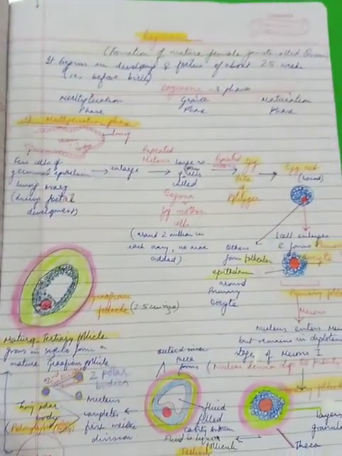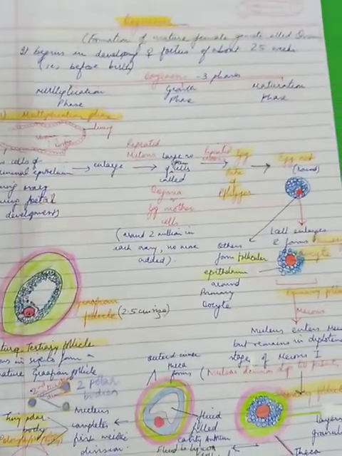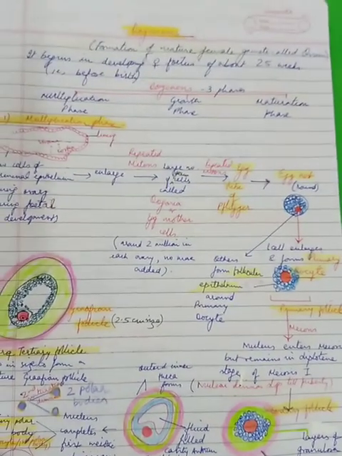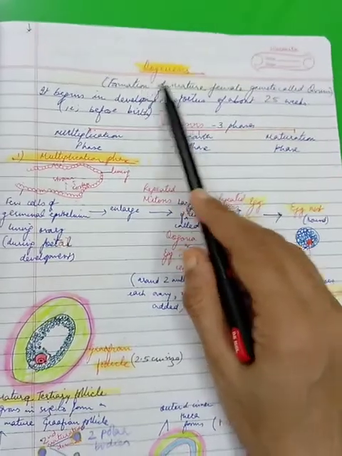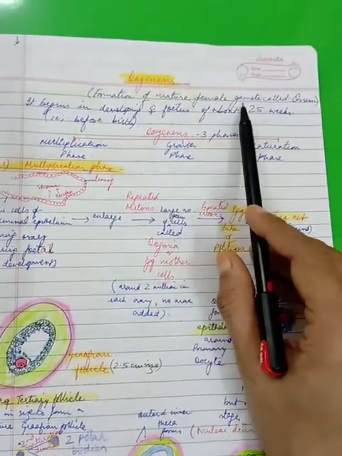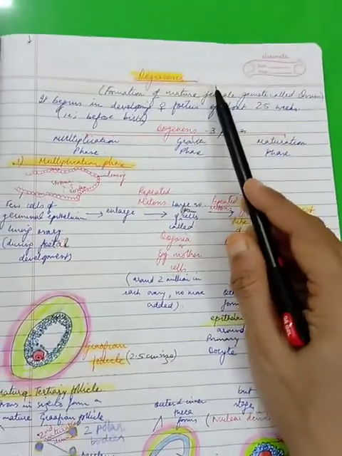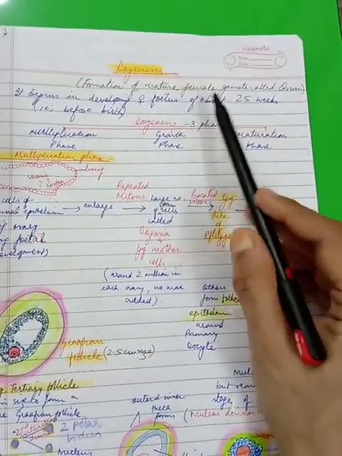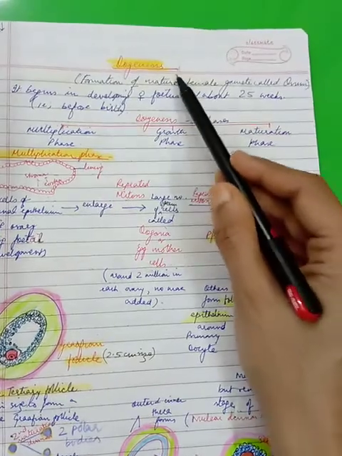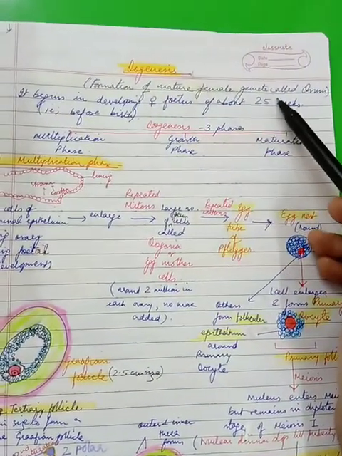Before we start with the topic, it is important to understand where oogenesis occurs. Oogenesis means formation of the mature female gamete called ovum. That means if spermatogenesis was the formation of sperms in the seminiferous tubule, then oogenesis is the formation of ovum in the ovary. So what part of the ovary?